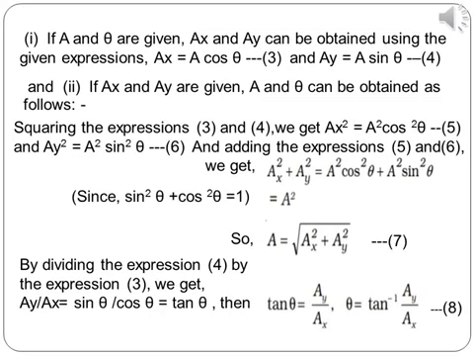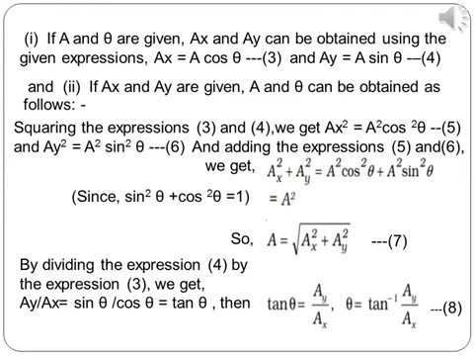And how can you find the values of the magnitude of the vector A and theta if Ax and Ay are given? First, you have to square the expressions 3 and 4. You get Ax square is equal to A square cos square theta, which is the expression 5, and Ay square is equal to A square sin square theta, which is the expression 6. And then you have to add the expressions 5 and 6.